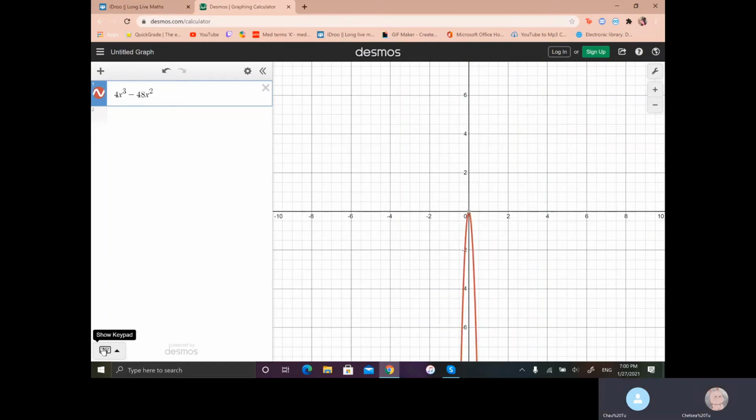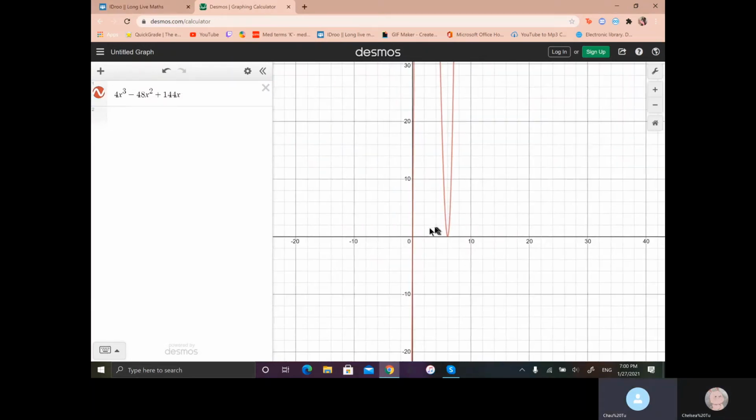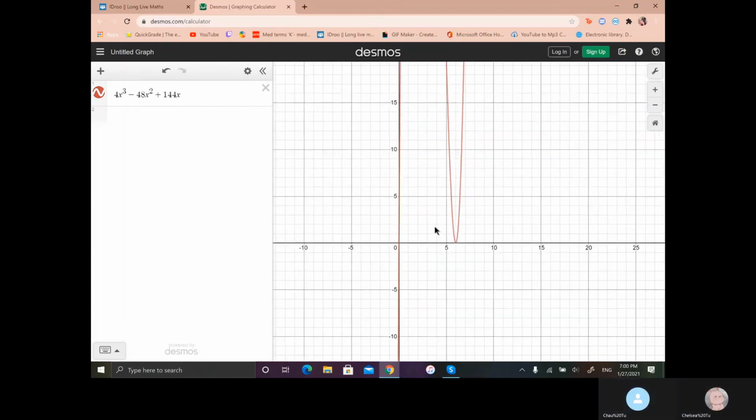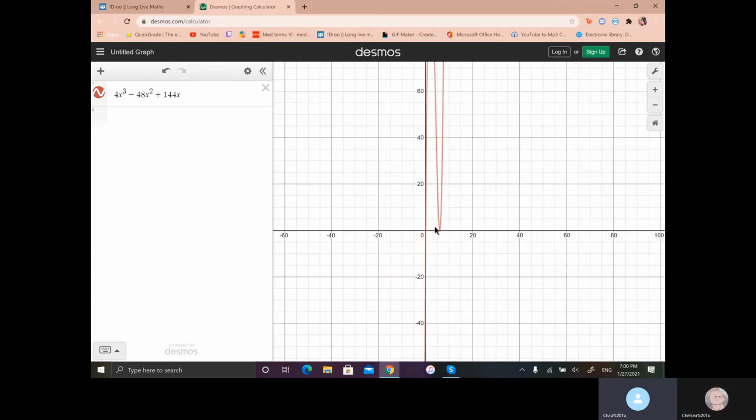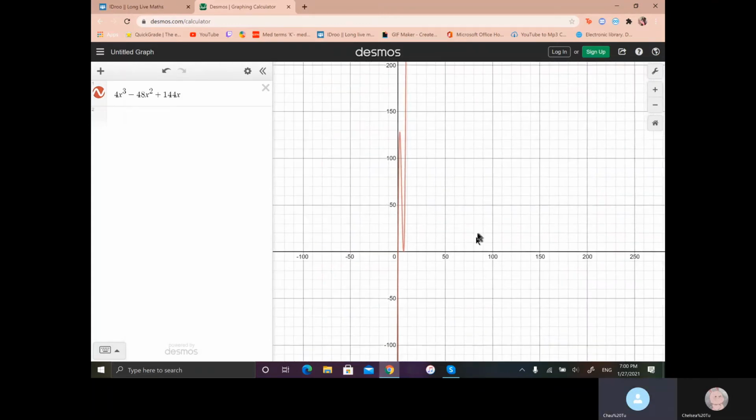Plus 144x. Yeah, so that's what it looks like. You see, for volume, don't forget we had a volume of 128, didn't we? So that's what our graph looks like.